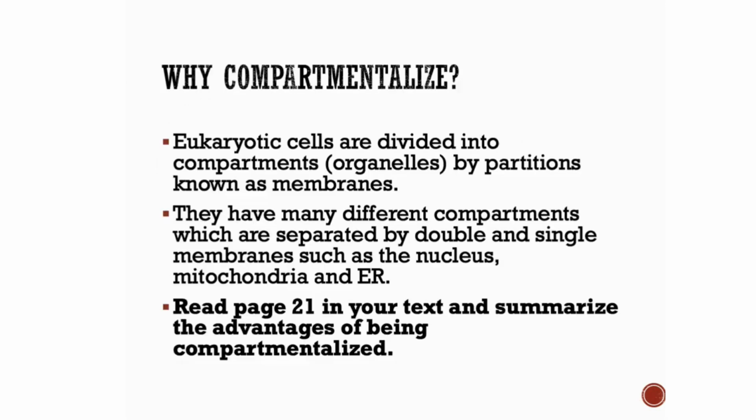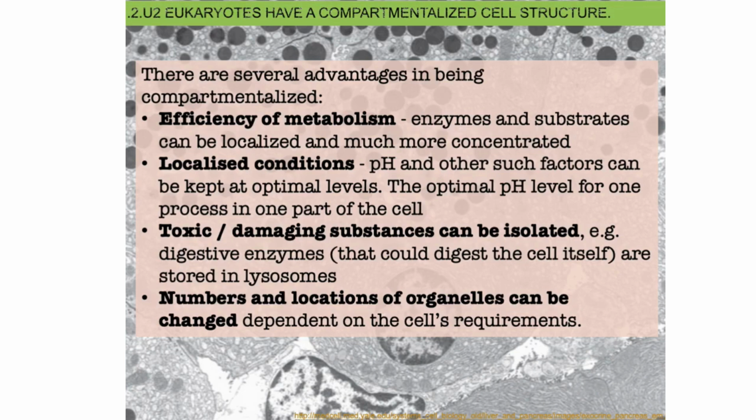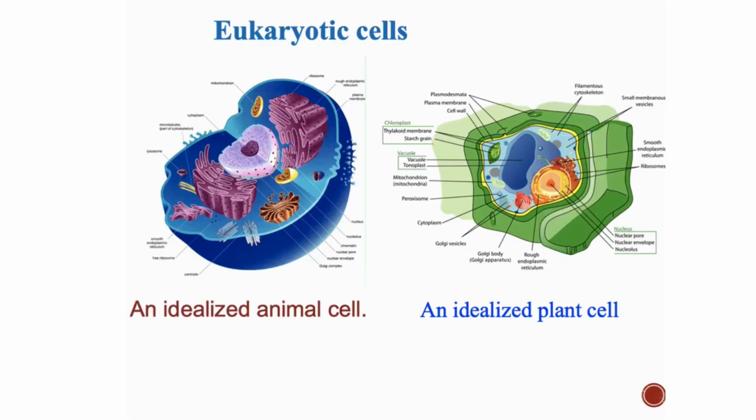What does compartmentalized mean? Eukaryotic cells are divided into compartments such as organelles by partitions known as membranes. They have many different compartments separated by double or single membranes, such as the nucleus, mitochondria, and ER. You can read it on page 21 in your text and summarize the advantages of being compartmentalized. Here we have seen the advantages: efficiency of metabolism, localized conditions, and toxic or damaging substances can be isolated. The numbers and locations of organelles can be changed depending on the cell's requirements.